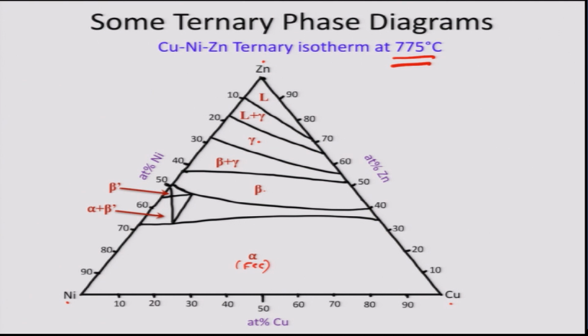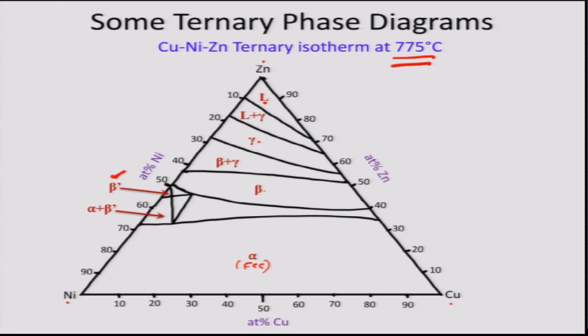And of course at 775 degrees centigrade, zinc exists as a stable liquid, and so on the zinc rich corner we can see the single phase region of liquid or L. Similarly, there is a small composition range of a phase beta prime on the nickel zinc binary. This beta prime exhibits a small solubility for copper, and hence there is a small region of beta prime.